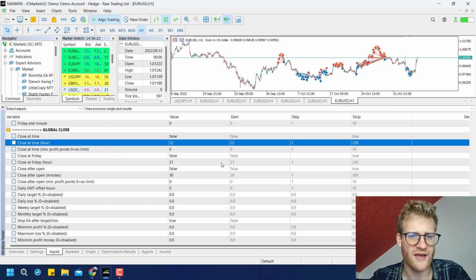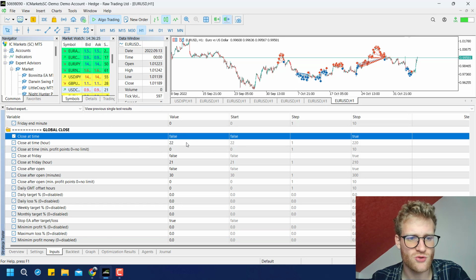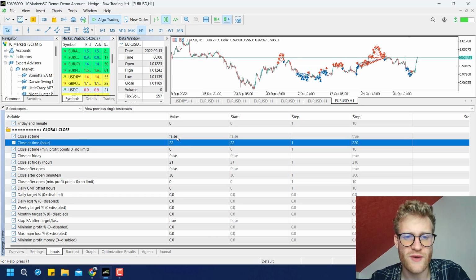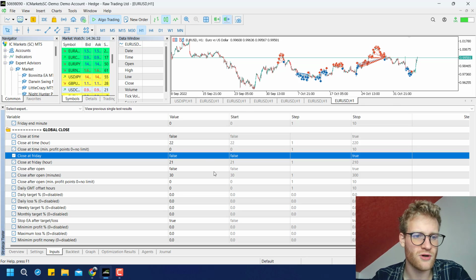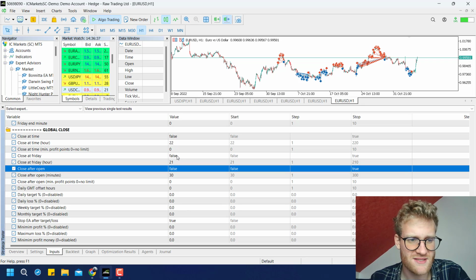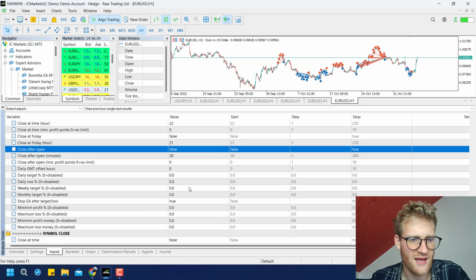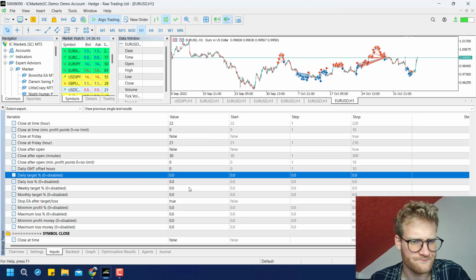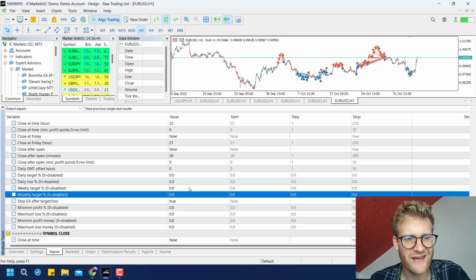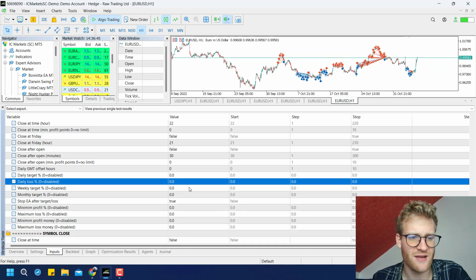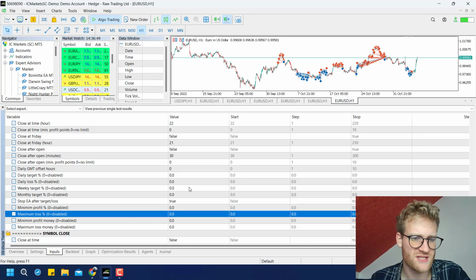And then we have a global close where we can close all the trades, I think, at a specific point of time every day. This is disabled by default, so I will just keep it as it is. We can close on Fridays, also disabled by default. And there are a lot of things like daily target and daily loss, which you can use, but all of these options are disabled by default, so I'll just leave it as it is.